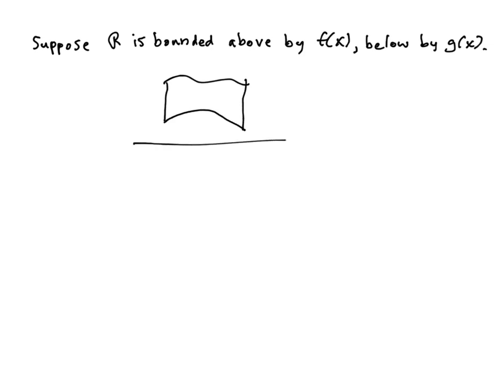So let's say your shape looks like this. And this is f of x and this is g of x. Well, all you have to do is use subtraction, okay? So the center of mass of a shape like this is just going to be the center of mass of one minus the center of mass of the other. And so you end up with the following, okay?